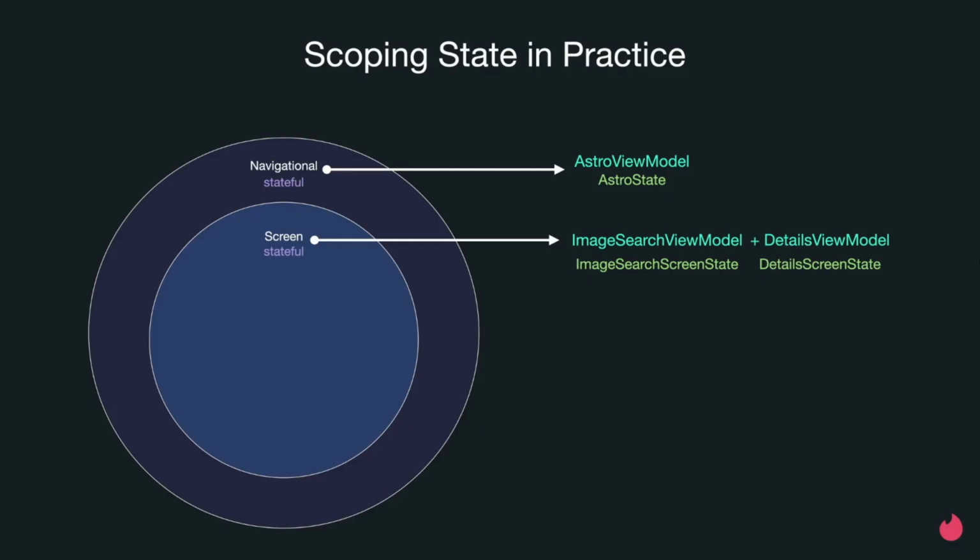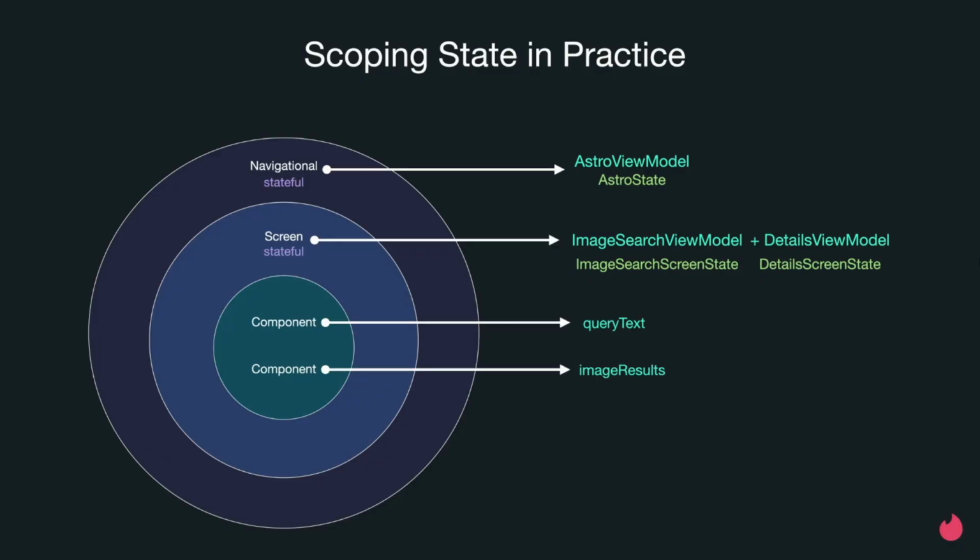Going now to the innermost layer, we have components. And here the components would basically be represented by the query text and the image results states. Since these components are related though, their state needs to be shared from something that sits above or outside them. And because of that, these component states get hoisted up to the level of the screen, and these components themselves remain stateless.